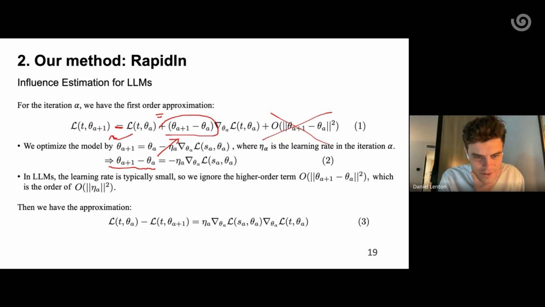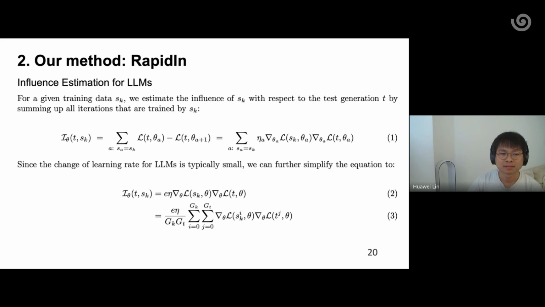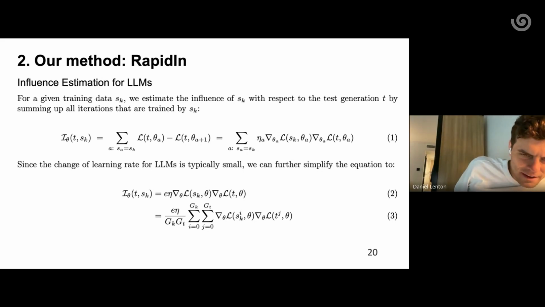Okay, and then on the next slide. So we can estimate the influence with respect to the test set by summing all iterations that are trained by SK. Could you explain that again? Sorry, this top line, just in a high level way. What's this showing exactly?